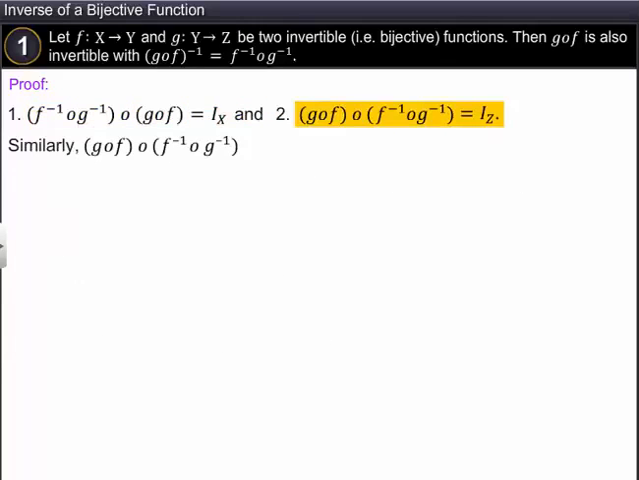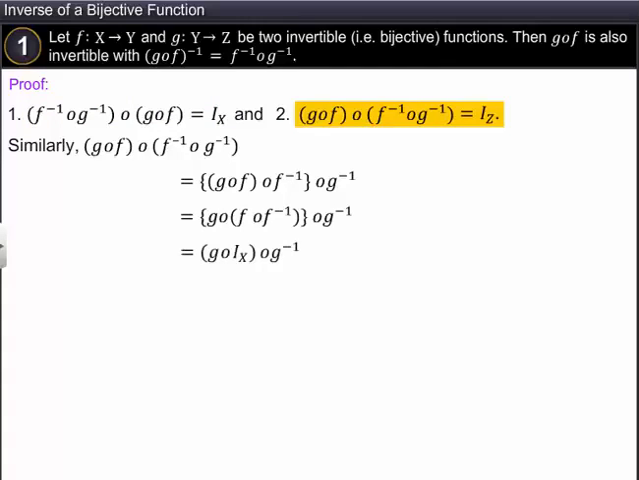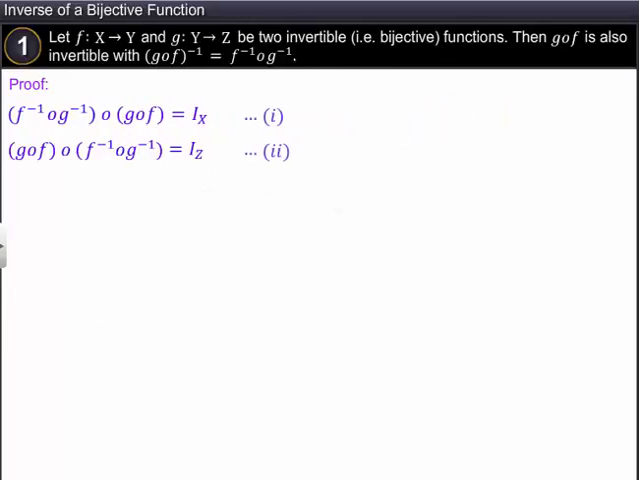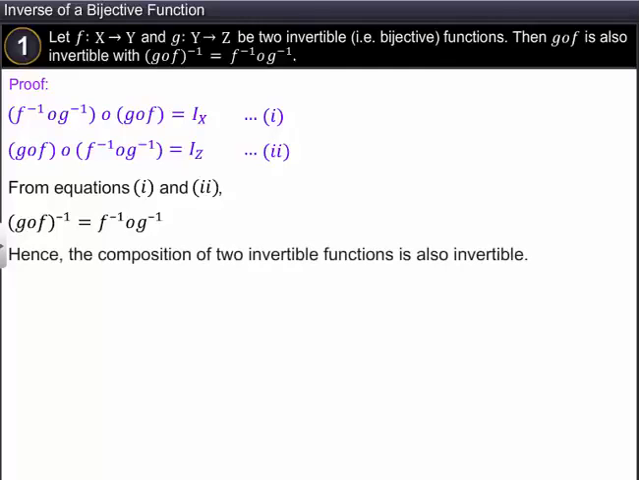Similarly, we can prove that the composition of f inverse circle g inverse and g circle f is an identity mapping. From equations 1 and 2, we conclude that the inverse of the composition of f and g is equal to the composition of the inverse of f and g inverse. Hence, we can say that the composition of two invertible functions is also invertible.